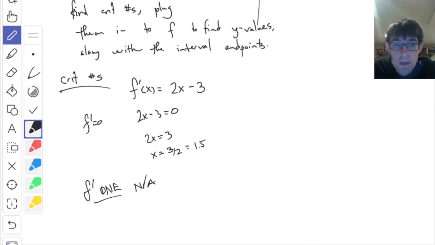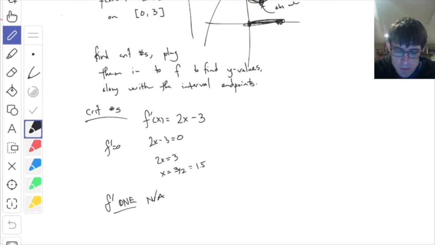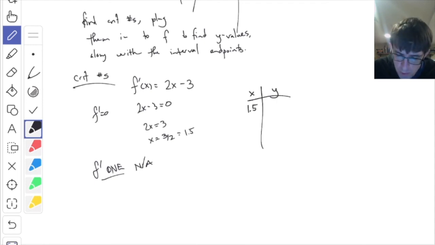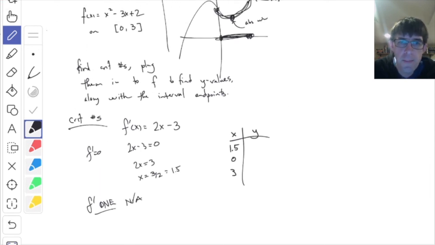Okay, now I'm going to make a little chart of x values and y values. What do we need to check? We need to plug in the critical numbers along with the interval endpoints. So I'm going to make a little chart here, x and y. My critical number, there's only one of them, it's 1.5. And my interval endpoints were 0 and 3. This I gave you at the very beginning of the problem. And then we just need to plug each of those values into the original function, f of x. Make sure you don't get yourself confused. Don't plug into the derivative in this step.